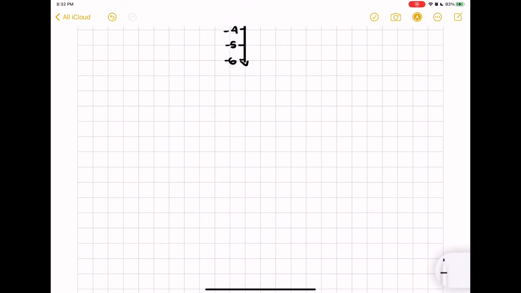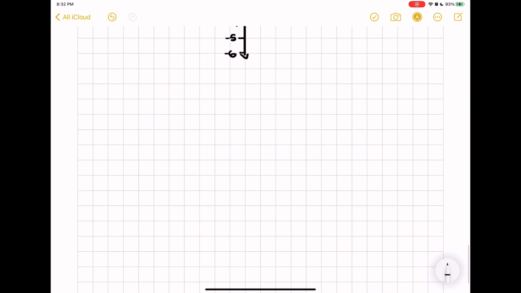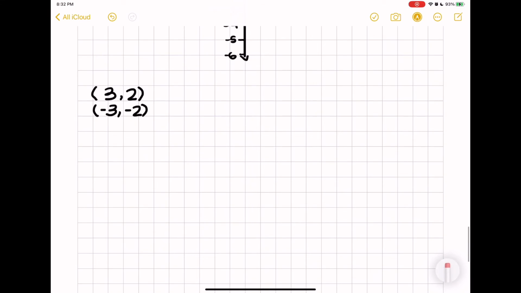Now you all are going to do a practice problem all by yourselves. I'm going to give you the graph so you can simply take a screenshot and draw, or you can go ahead and draw your own graph. You are going to graph (3, 2) and (-3, -2) on a coordinate plane.